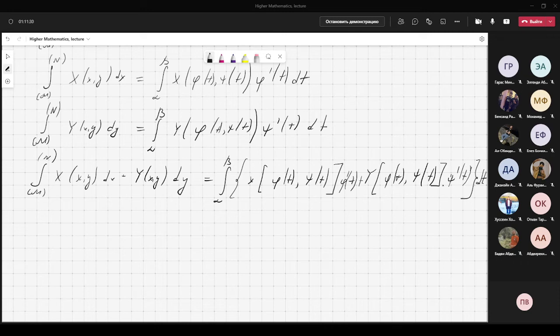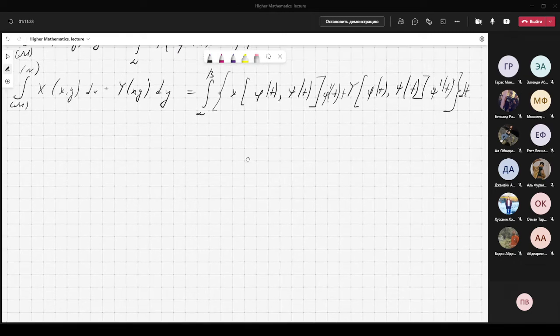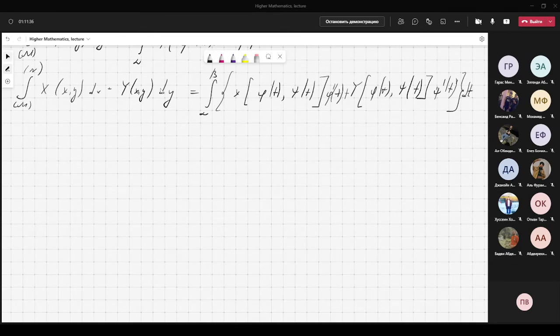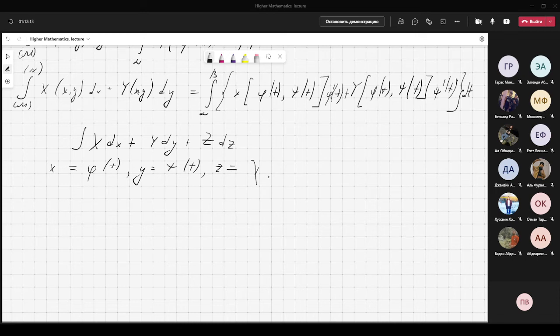In similar manner, we compute the line integral of x dx plus y dy plus z dz over the space curve defined by the equations x is phi of t, y is psi of t, and z is chi of t.